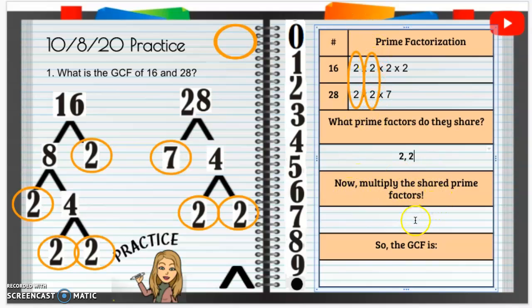Now, multiply the shared prime factors. So 2 times 2. What is 2 times 2? 4. So our greatest common factor is 4. Easy peasy, lemon squeezy.